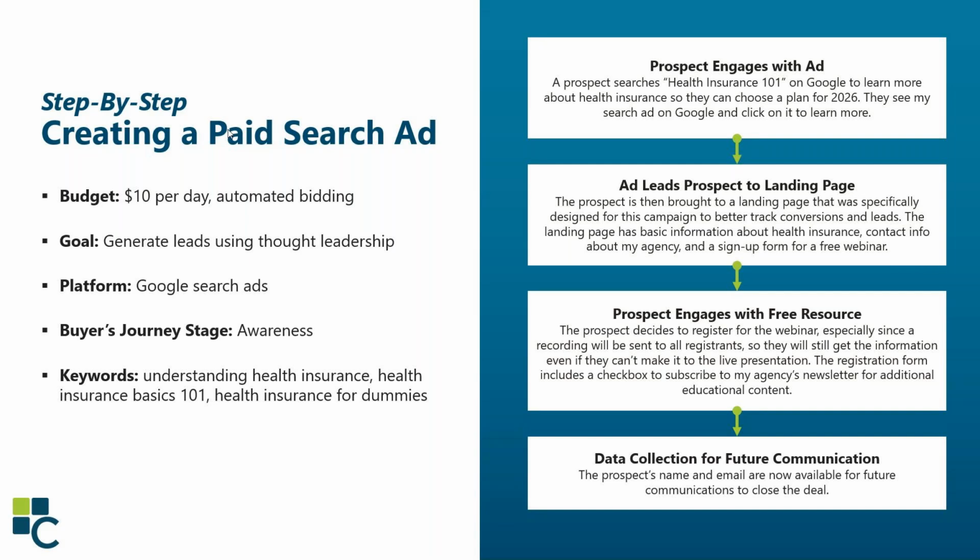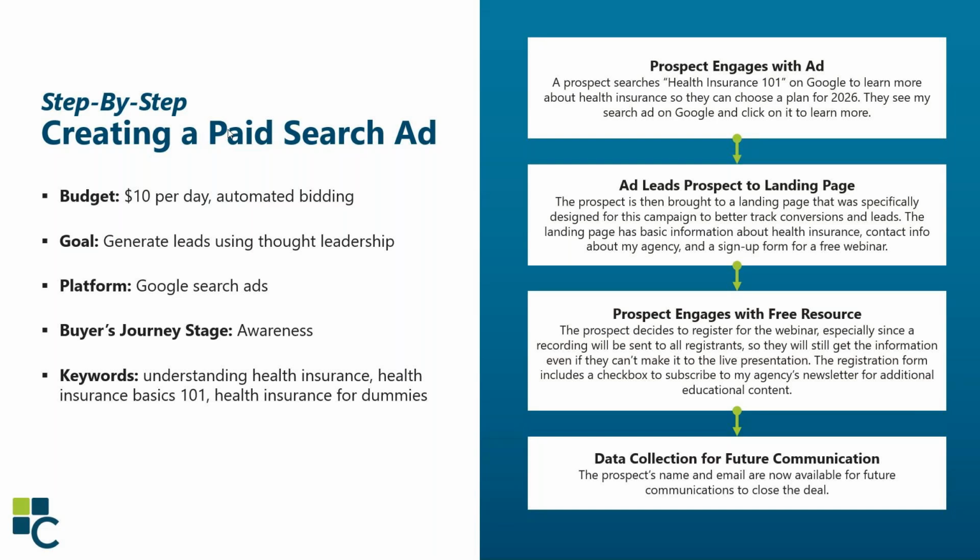And what that would look like from beginning to end is that the prospect will engage with our ad. So a prospect will search Health Insurance 101 on Google to learn more about health insurance so that they can choose a plan. And they will see your ad on Google and click on it to learn more. The ad will lead the prospect to a landing page that was specifically designed for this campaign so that you can track your conversions and leads. And it has basic information about health insurance, contact information about the agency, and a sign-up form for a free webinar. Then your prospect will engage with that free resource.